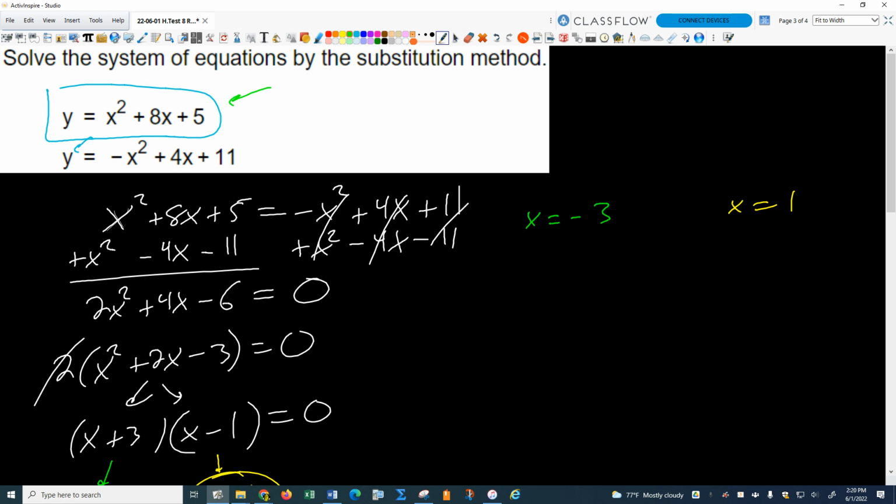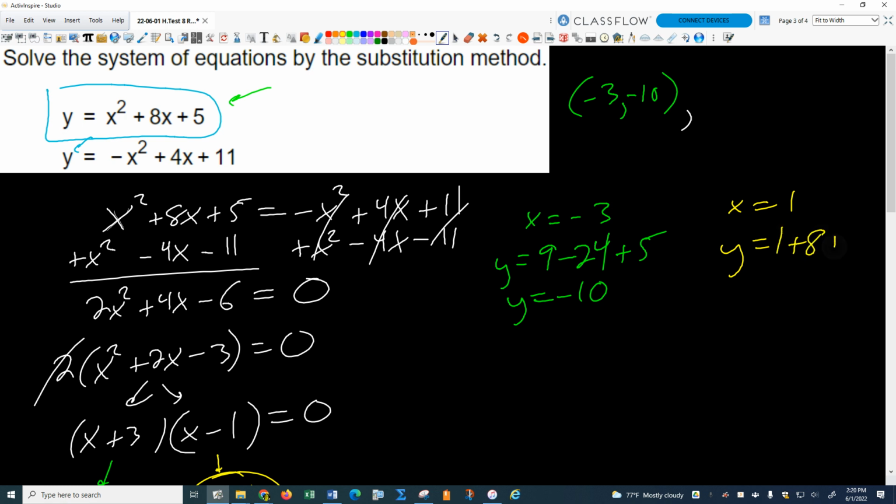Let's use the top one. If I plug negative 3 in for x, what do I get? Well, y equals negative 3 squared plus 8 times negative 3 plus 5. So y is negative 10. So one ordered pair, one solution is negative 3, negative 10. The other one would be when x is 1. When x is 1, y equals 1 squared plus 8 times 1 plus 5, which is 14. Okay, so those would be my two solutions.